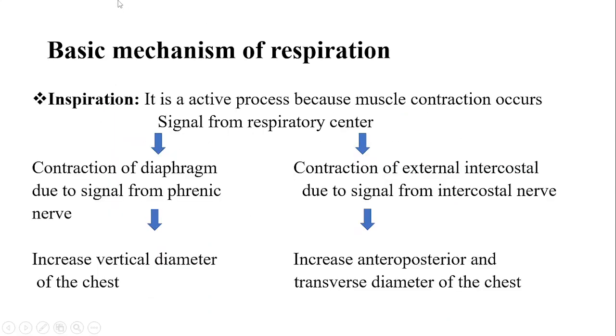Now we will again go back to the basic mechanism of respiration, that is actually the basic mechanism of quiet respiration. So first comes the inspiration. It's an active process because the muscle contraction takes place here. So for this quiet inspiration to take place, the signal comes from the respiratory center. We have got various types of respiratory center, which will be discussed later in the context of respiratory center and regulation of respiration.